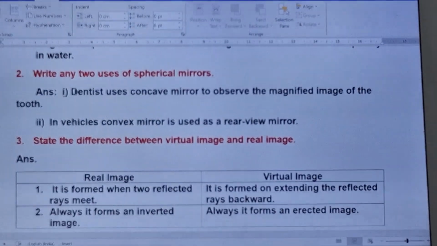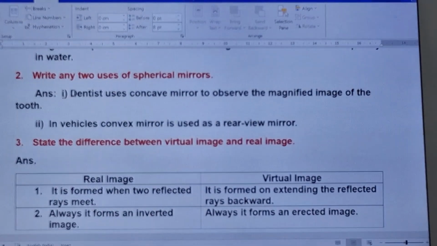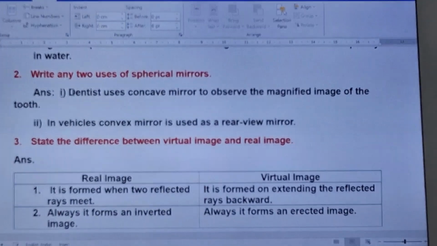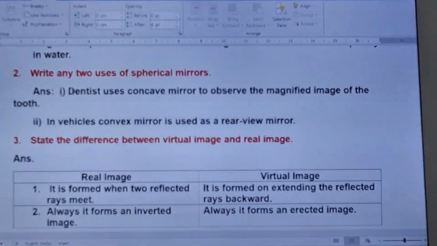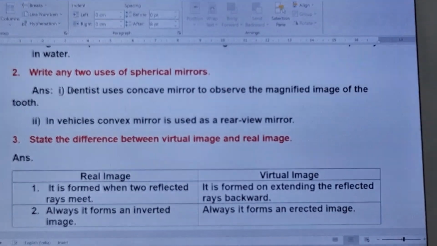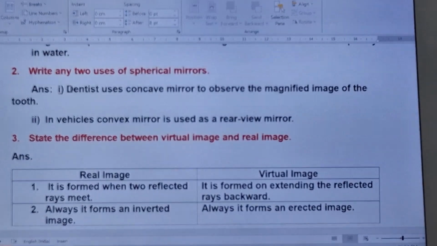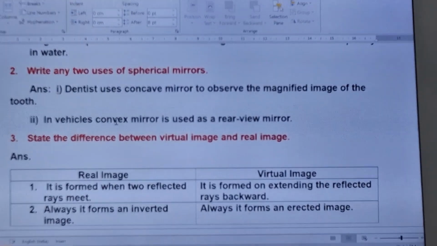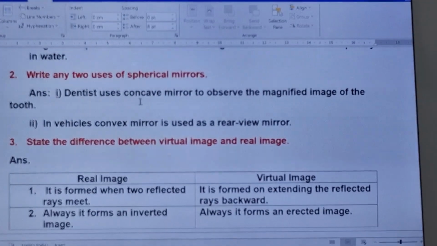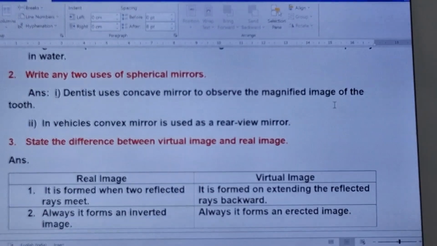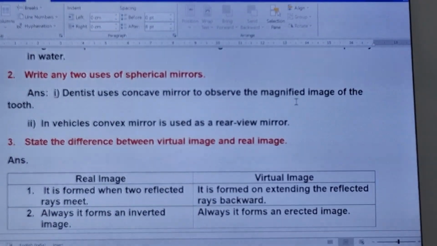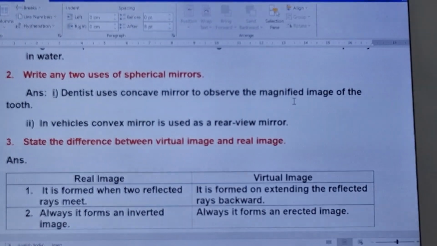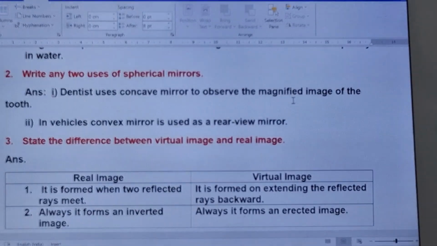He has to observe your tooth in an elaborated, enlarged manner. He can't just look into your mouth and judge what has happened. So he needs an expanded image of it. For that, he sees the image of your tooth by using a concave mirror. This concave mirror will magnify the image, whatever its size, so that all the defects that particular tooth is having, the doctor can identify and treat accordingly.